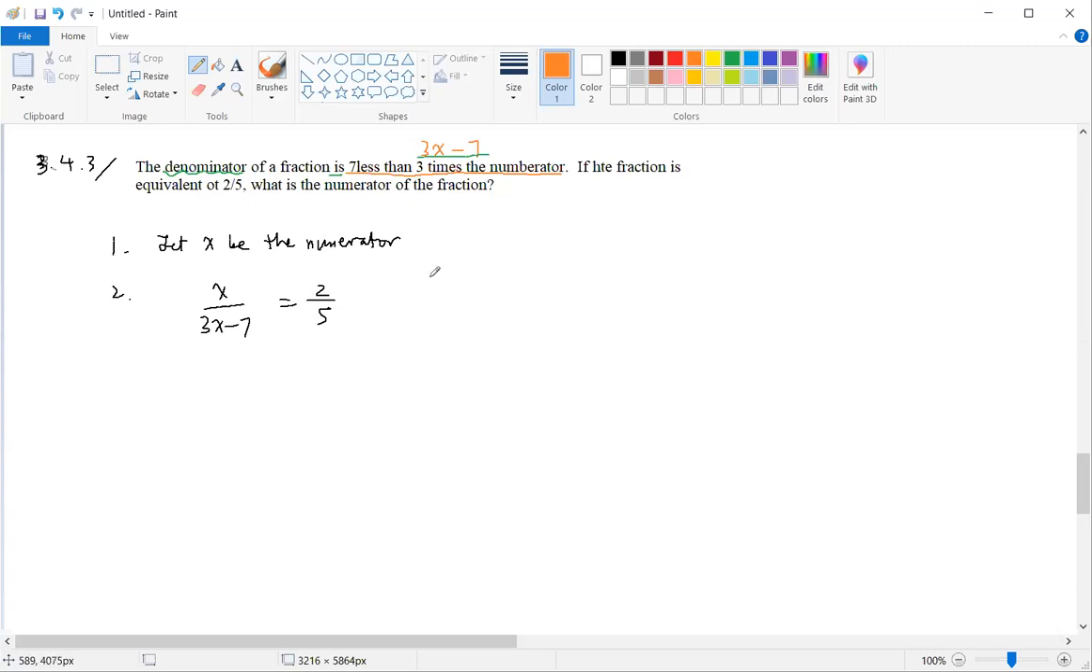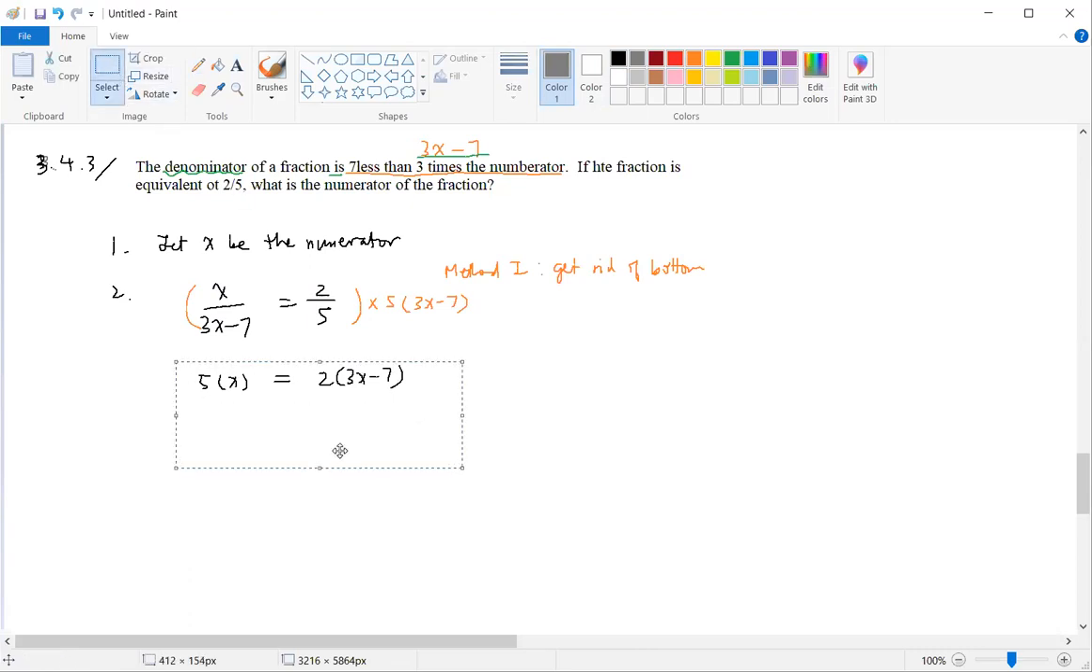Now, method 1 is to get rid of the bottom. My orange pen again. Multiply by 5 times 3x minus 7. When you multiply this in, they cancel, then you have just a 5 left here. Multiply this in, the 5 cancels, then you have a 2 times 3x minus 7. I should write it like this, like what I said in class.